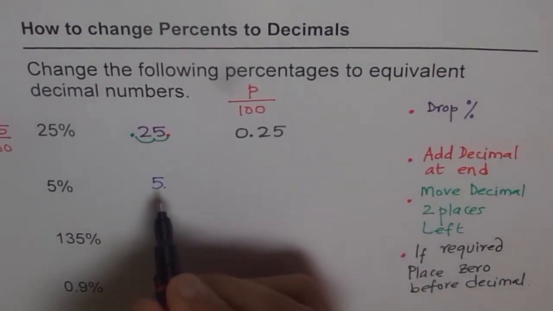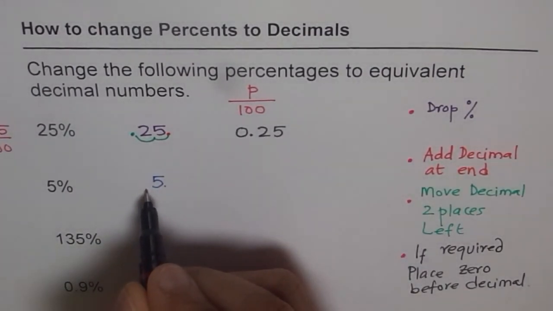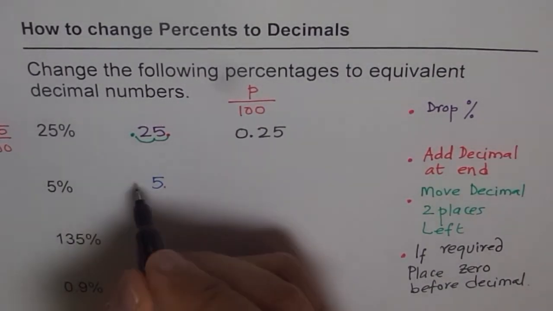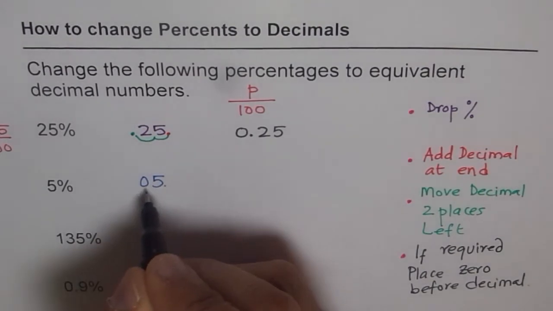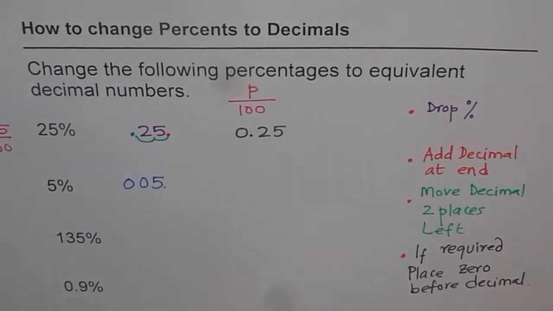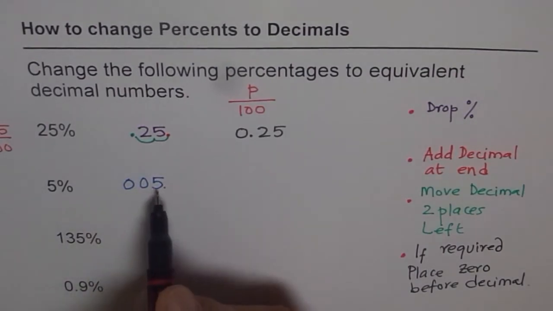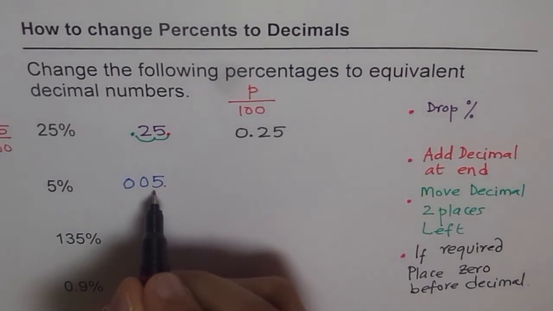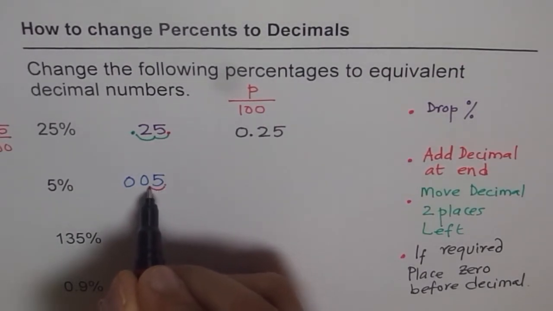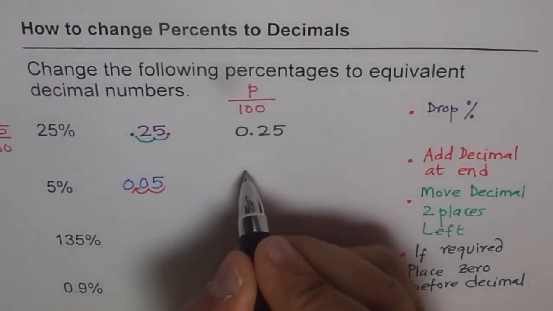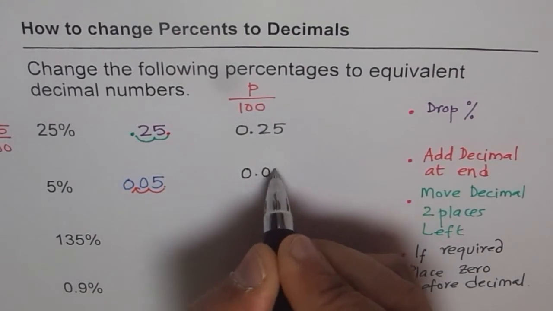Then move decimal 2 places to left. But we don't really have 2 places. In that case, what do we do? We put some zeros here. 05 and 5 are the same. You can put more zeros. It doesn't make a difference. 005, 05, or 5 are the same numbers. But now you can move the decimal 2 places. So when you move 2 places, 1 and 2, what do you get? You get your answer in decimals, which is 0.05. Do you see that?